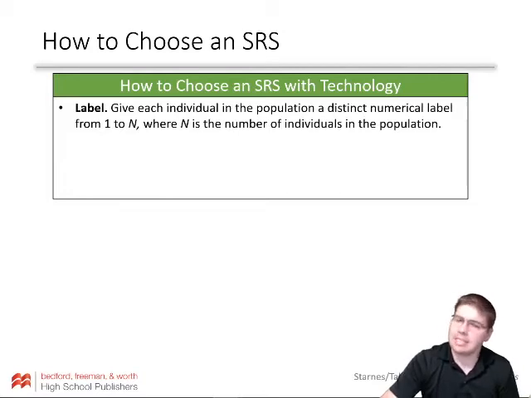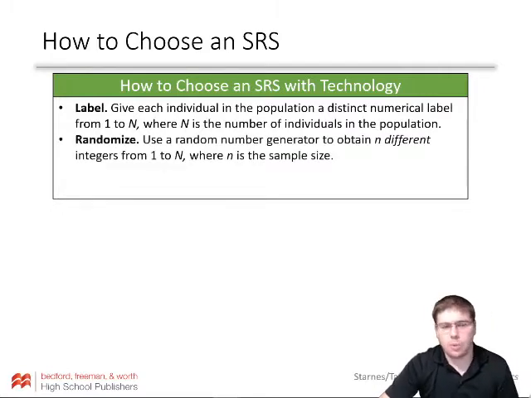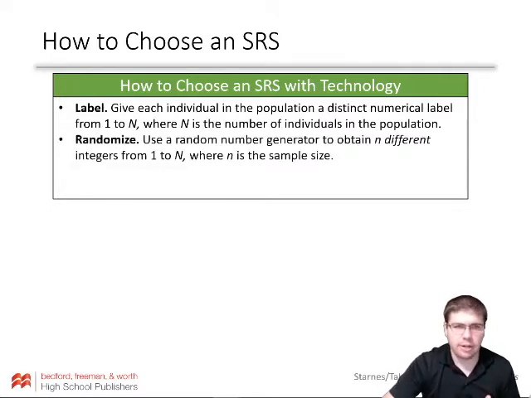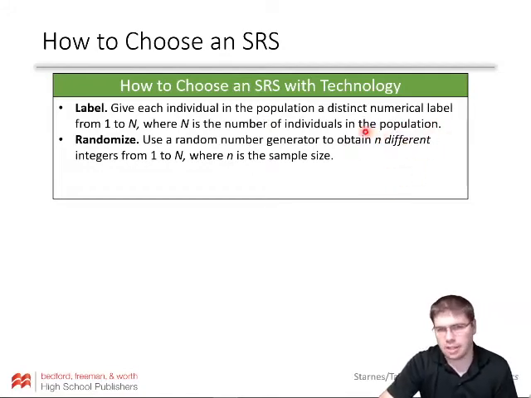So if we're going to do this with technology, everybody needs a distinct numerical label, and then we randomize. We can use a random number generator, or there's a few other ways, but with technology it's usually going to be a random number generator to obtain n different integers from 1 to capital N, so that you get the sample size of different numbers. That's important: different, or unique, numbers, so that needs to be stated when you're describing that you're not going to repeat.